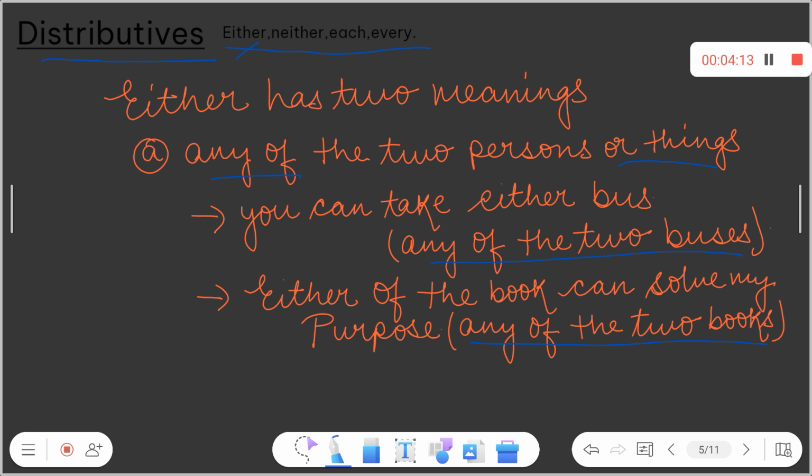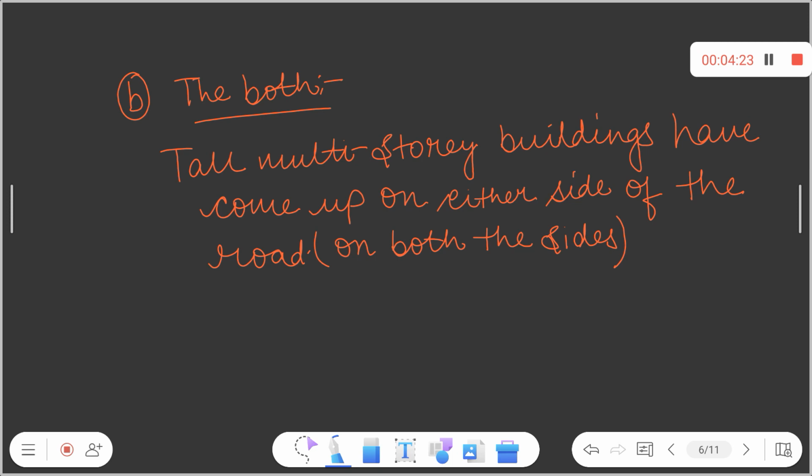So here I'm talking about any one of them. When I'm telling you can take either bus, here also I'm opting for any one bus out of the two. Depending on the meaning of the sentences, either sometimes means both. Like if I say, tall multi-story buildings have come up on either side of the road, that means on both the sides of the road.